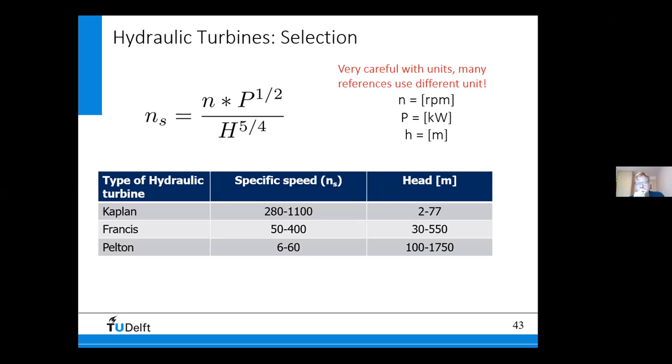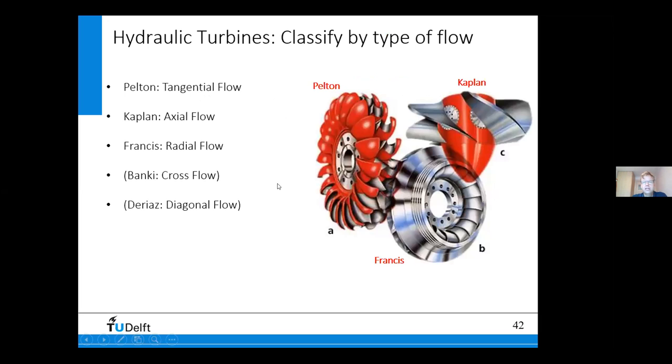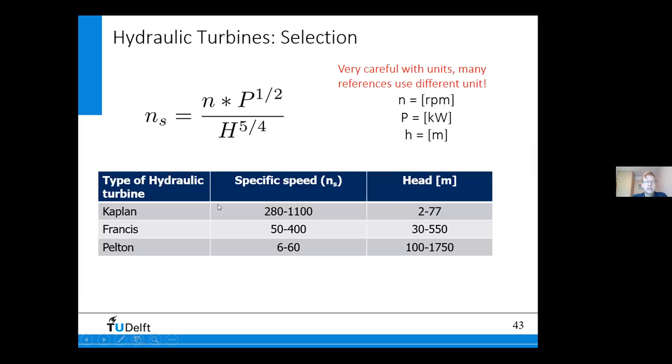So we have the dimensionless speed. And I think that's also important. You really should look at what kind of dimensionless speed you have. So that's important to discuss here. So if you have those, the Kaplan, the Francis, and the Pelton. So go back one. This is the Kaplan, the axial. The Pelton is the impulse one, and the Francis is the radial one.